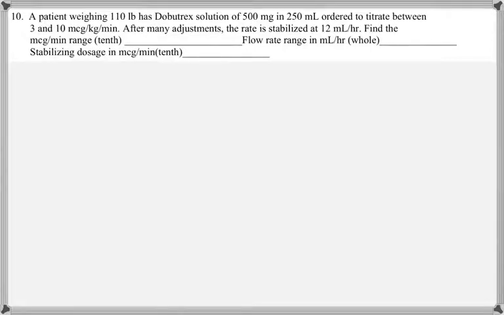Question number 10 says, a patient weighing 110 pounds has Dobutrex solution of 500 mg in 250 ml ordered to titrate between 3 and 10 mcg per kilogram per minute. After many adjustments, the rate is stabilized at 12 milliliters per hour. Find the mcg per minute range, find the range in mLs per hour, and also find the stabilizing dosage in mcg per minute. So there's a lot of information in this question.